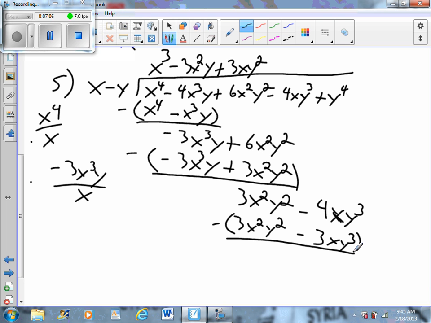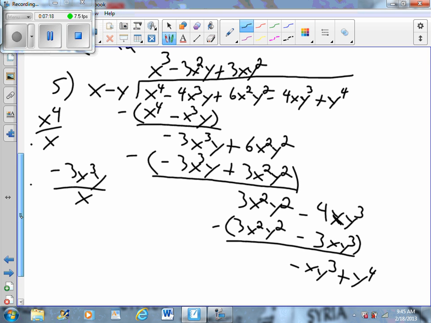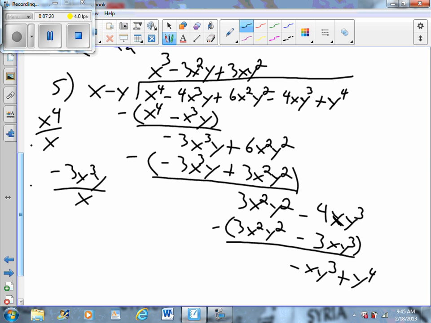Subtract. Lead terms cancel. That becomes a positive 3. Negative 4. Negative xy to the third. Bring down my last term. Finally, y to the 4. Okay? I know it's great fun, isn't it? x into a negative xy to the third. Dividing here. That should give you a negative what? What are we looking at here? Negative xy to the third over x. Negative y to the third, right?